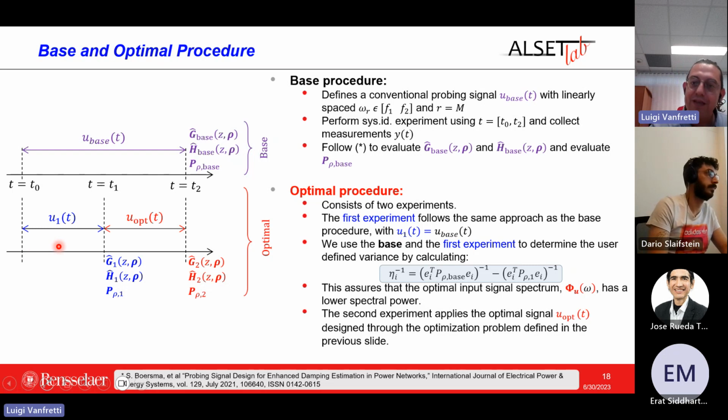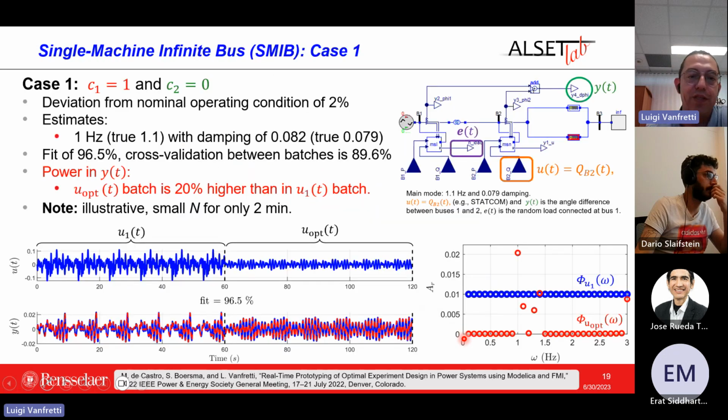So if you inject a multisine, you'll get a variance. Well, if you're going to now make an optimal signal, the variance that you get on the damping estimate should be lower than with a dumb signal. That's basically the concept. And so this approach allows us to ensure that the optimal input signal spectrum has lower spectral power too. And basically, we apply the optimization process to create this optimal input signal.